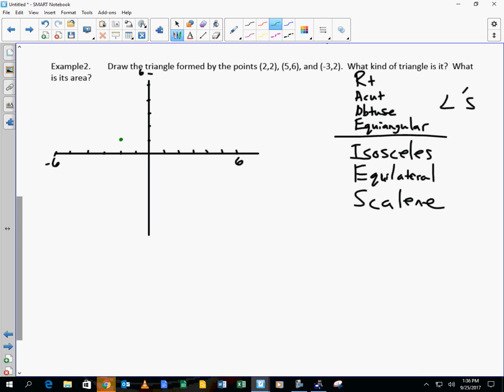Plot 2, 2. Plot 5, 6. And plot negative 3, 2.